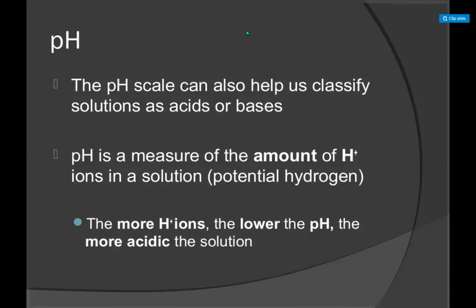Next topic is pH. The pH scale can also help us classify solutions as acids or bases, or by the help of pH paper that you can see in the chemistry lab, pH scale, pH meter. With the help of pH paper, we can classify solutions into acids or bases. So what is pH? pH is a measure of the amount of hydrogen ion in a solution. The more the hydrogen ion, the lower the pH. That means if there is more hydrogen ion, the solution is more acidic.